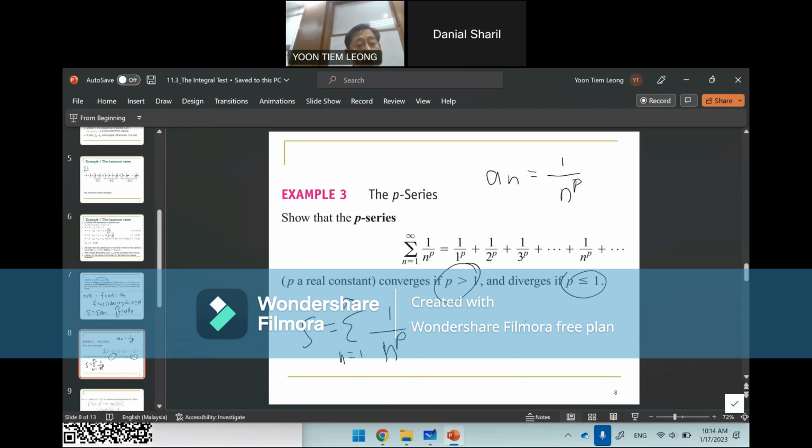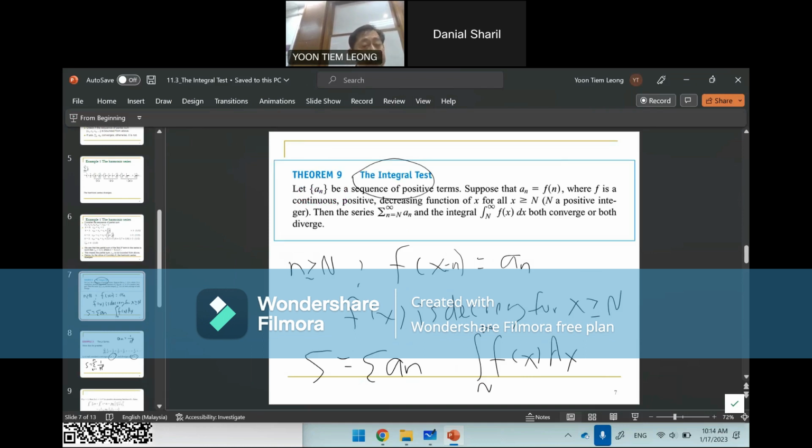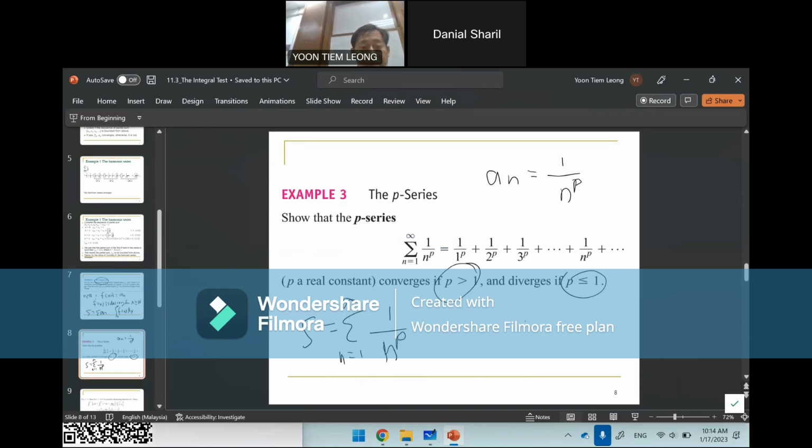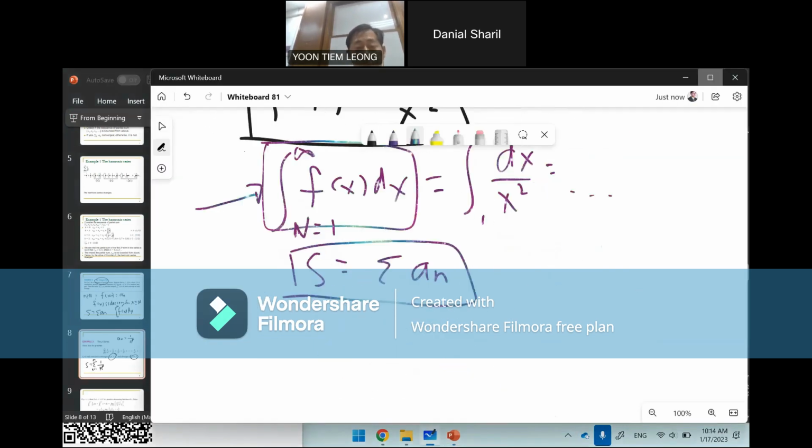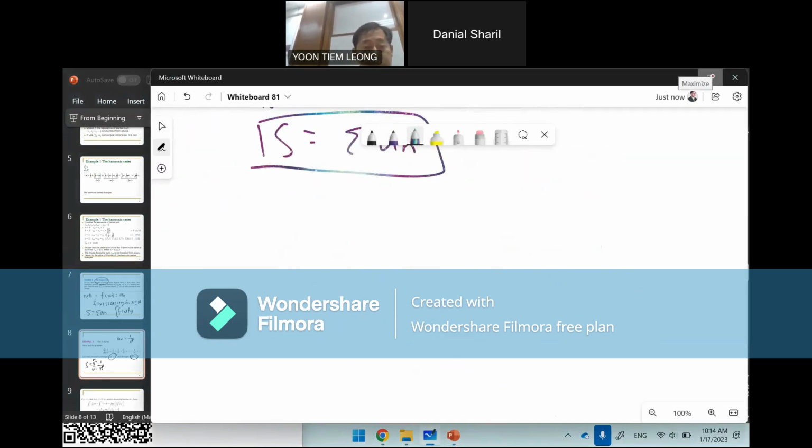And you can prove this quite easily using theorem number 9. So what you do is perform an integration on the P series. So this is what we are going to do. Say you have this S, which is the P series, 1 over n raised to the power of p, where the summation is assuming n going from 1 to infinity.